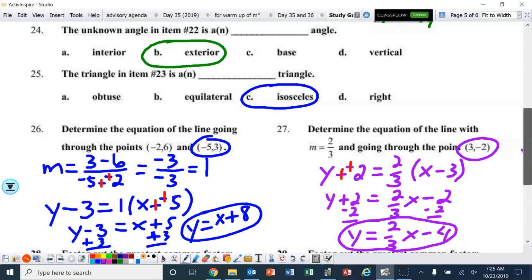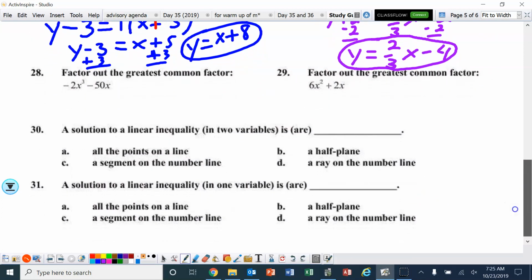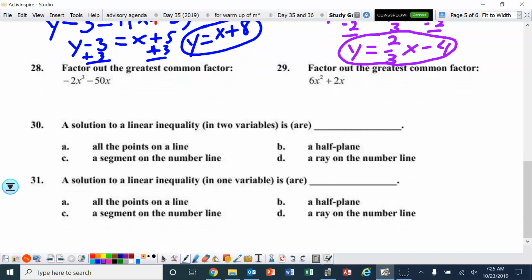All right, four more. Factor out the greatest common factor. Remember the greatest common factor is what they have in common. So let's start with the -2 and the -50. The GCF for -2 and -50 is -2. So we're going to pull out a -2. And the GCF for the x cubed and the x, they only share one x, so we're going to pull out an x.